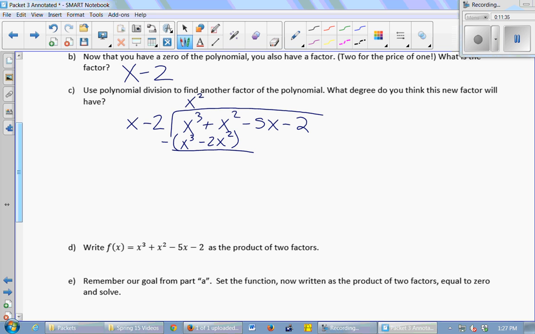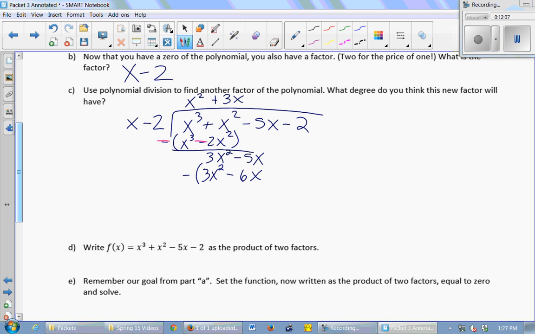Okay, so the x cubes go away. And then I have x squared minus negative 2x squared, 3x squared. And we bring down the minus 5x. And then you start again. What do you multiply x by to make 3x squared? 3x. So I put a plus 3x up here. 3x times x is 3x squared. 3x times negative 2 is negative 6x.